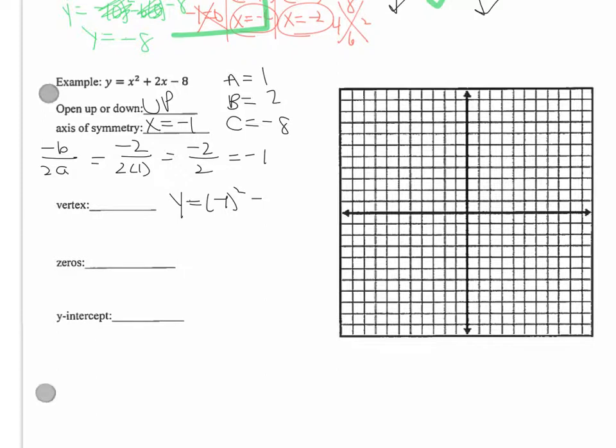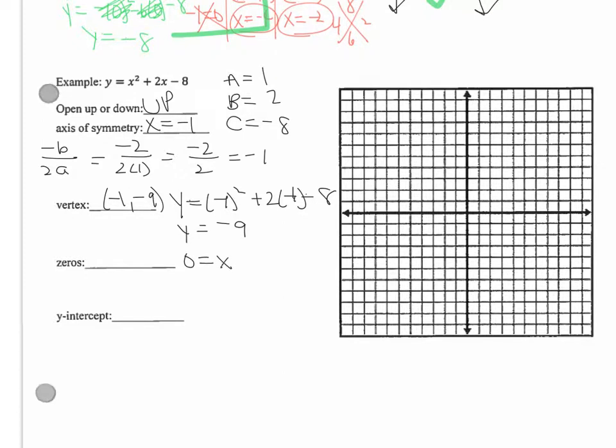So now to find my vertex, I got to plug -1 into my equation. -1 squared plus 2 times -1 minus 8. So I'm going to type all that in my calculator. I get -9. So I have -1, -9. That's my vertex. So now I'm going to find my zeros.